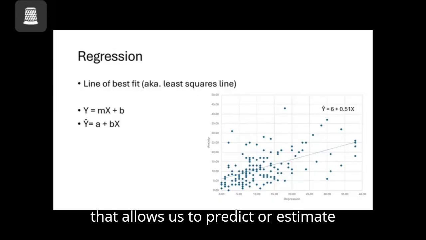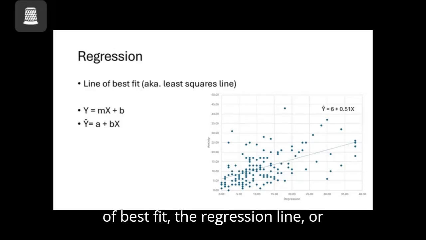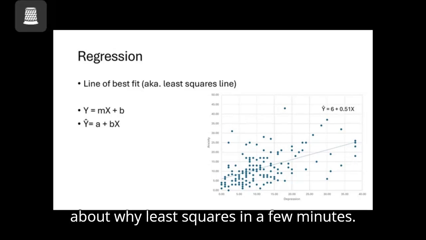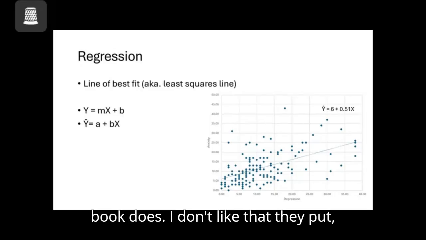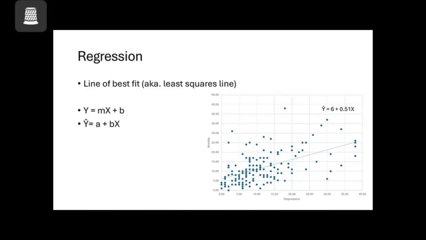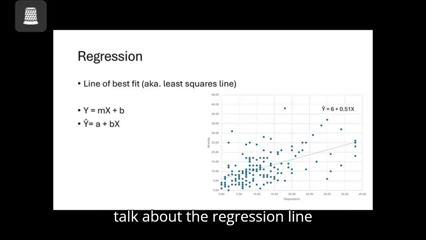Now, we have this line that allows us to predict or estimate what scores, if you know a depression score, predict what an anxiety score would be. This is referred to as the line of best fit, the regression line, or the least squares line. Now we'll talk about why least squares in a few minutes. But in the correlation chapter, this is something kind of weird that the book does. I don't like that they kind of mix up correlation and regression a little bit, because they did talk about the regression line in the correlation chapter. So they talked a little bit about it.